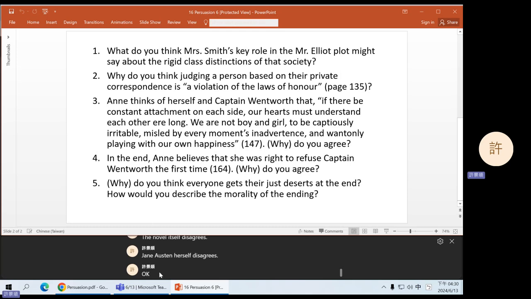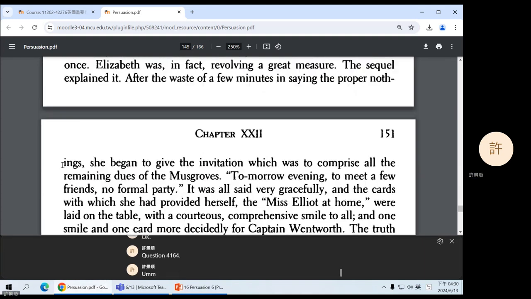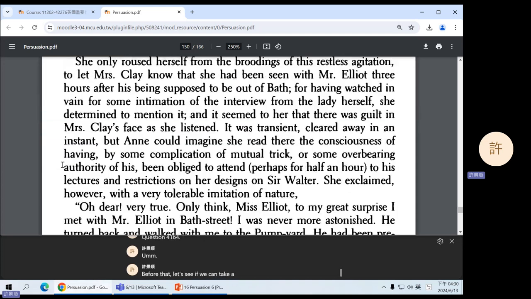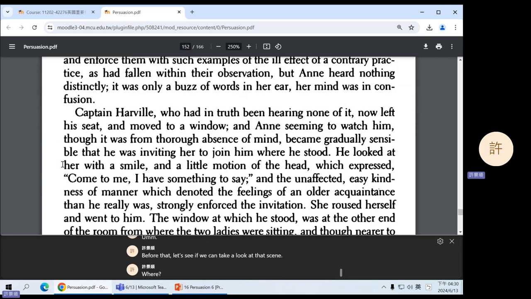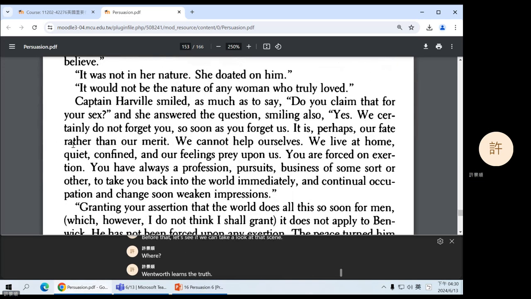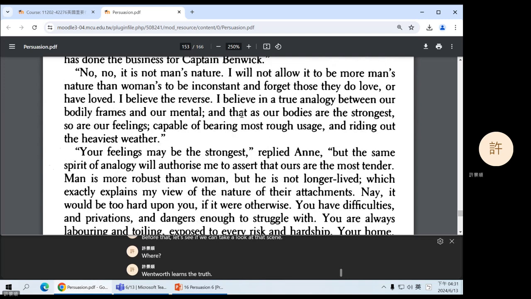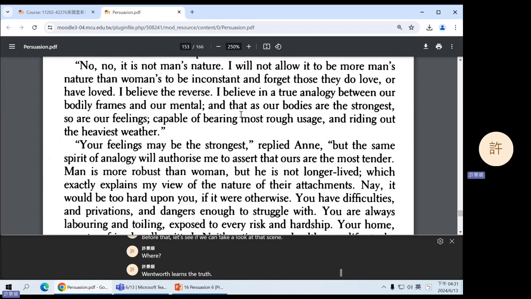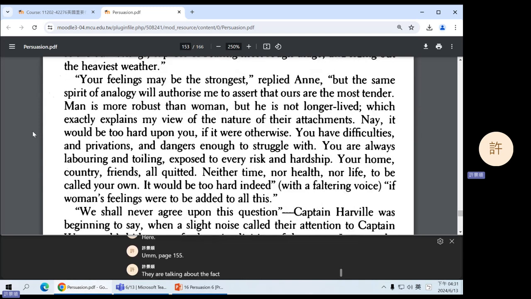Okay, question 4, 164. Before that, let's see if we can take a look at that scene where Wentworth learns the truth. Here, page 155. They are talking about the fact that Benwick, who used to love Fanny Harville, is now going to marry Louisa Musgrove.